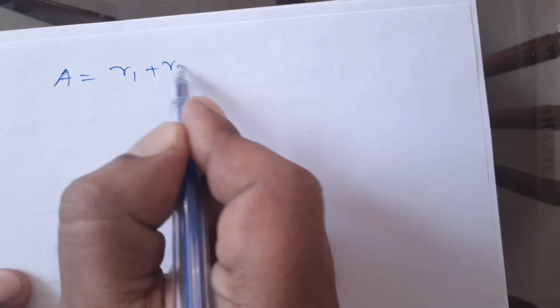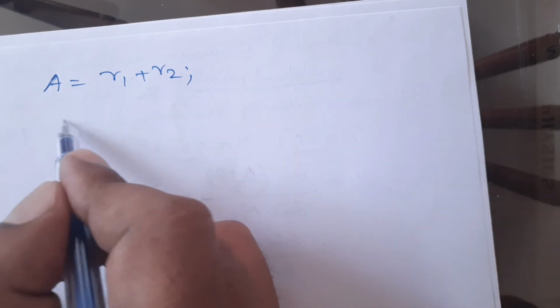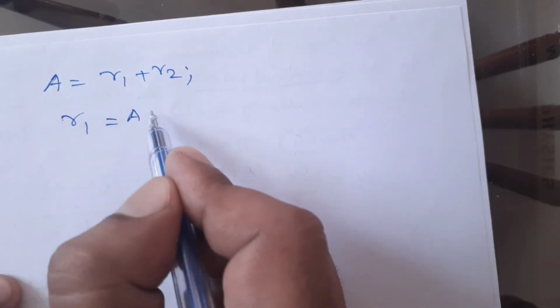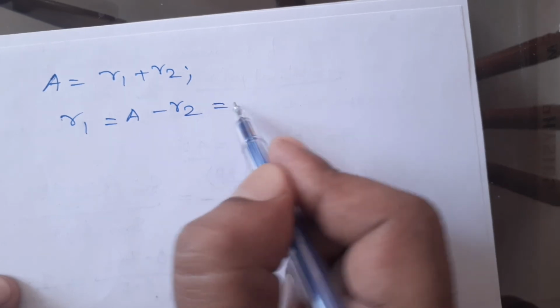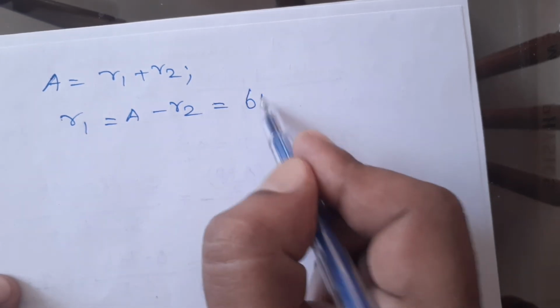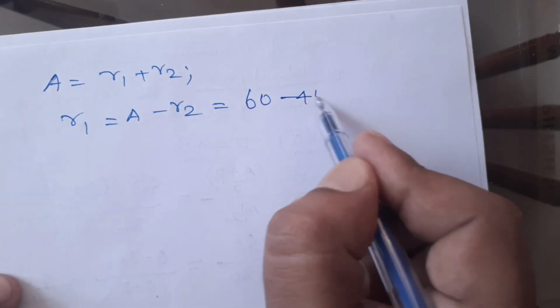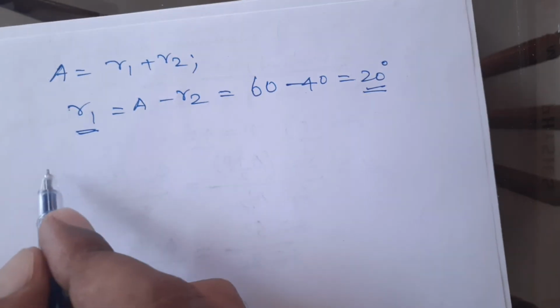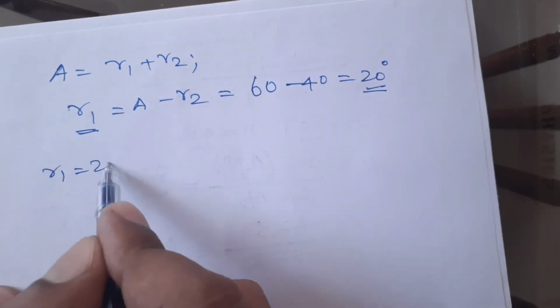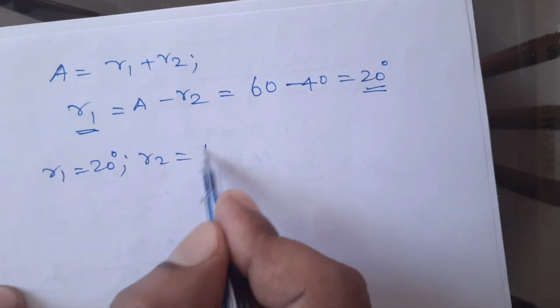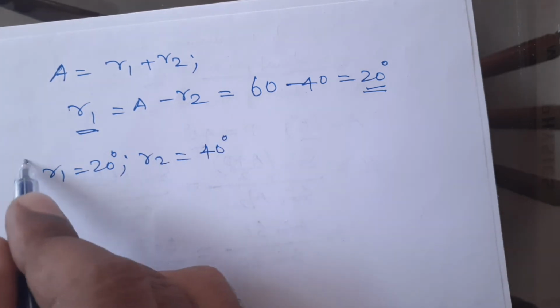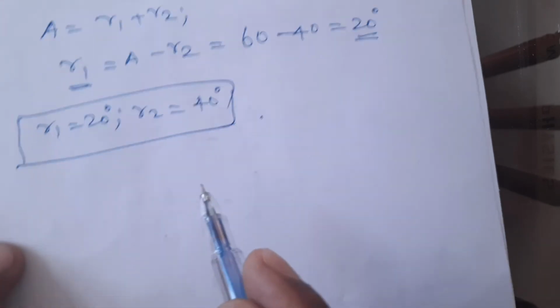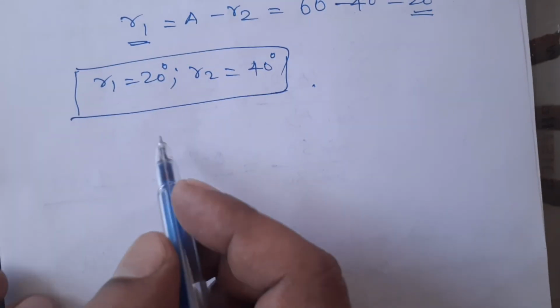From the diagram we can show A equal to R1 plus R2, or R1 equal to A minus R2. We know the values for A and R2: A is 60, R2 is 40, so R1 is equal to 20 degrees. So write down the values here: R1 equal to 20 degree, R2 equal to 40 degree. Now you go for solving I1.